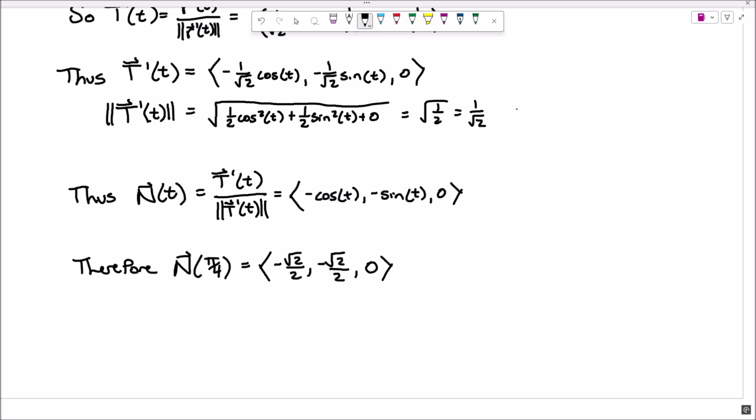Now there are a couple of things that I first want to point out about the calculation before I take a look at what this looks like pictorially.